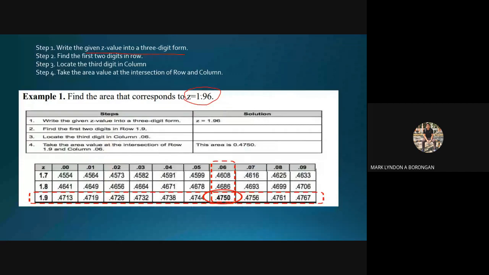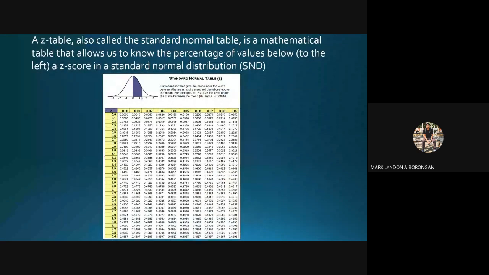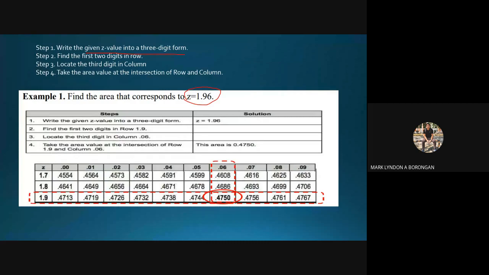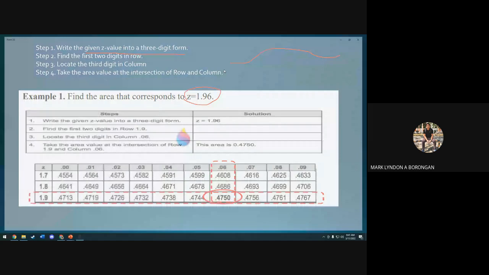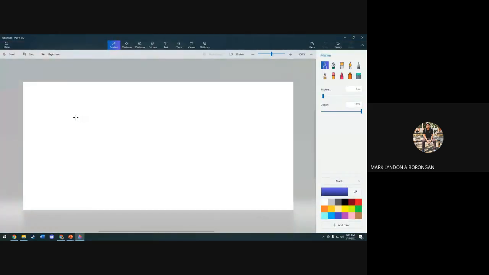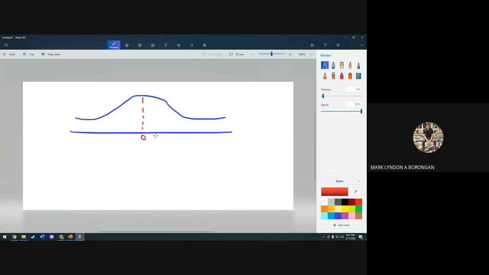Let's say, for example, 1.96. So 1.96, you look for 1.9, then 6. 1.96 is here: 4.750. That is the area under your normal curve. When you write it, it is 0.4750.